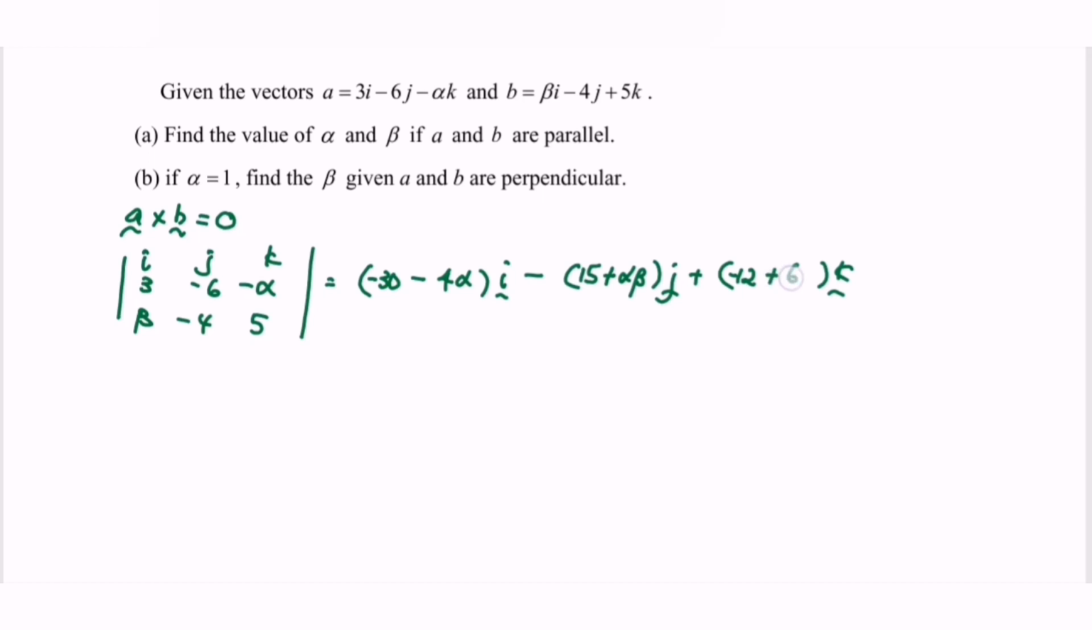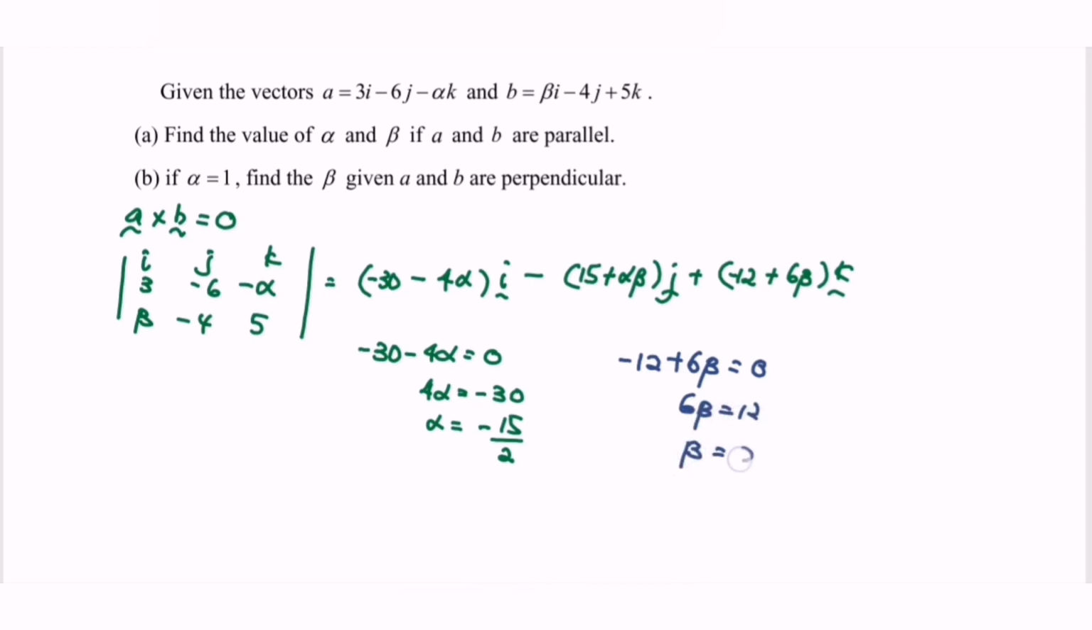Since we have the info A cross B equals 0, kindly compare the components. Negative 30 minus 4 alpha equals 0. So 4 alpha equals negative 30. So alpha will be equal to negative 30 over 4, which is negative 15 over 2. Next, where we have negative 12 plus 6 beta equals 0. So 6 beta equals 12. So beta will be equal to 2.